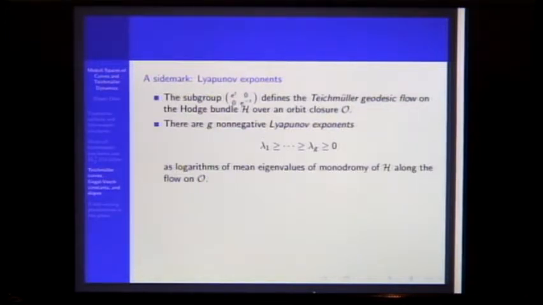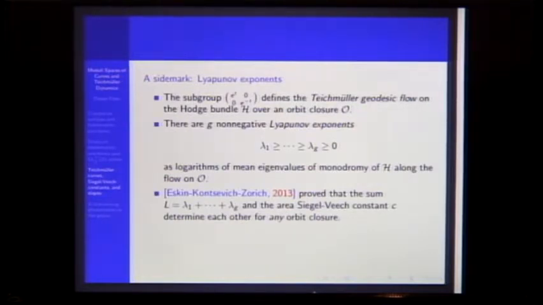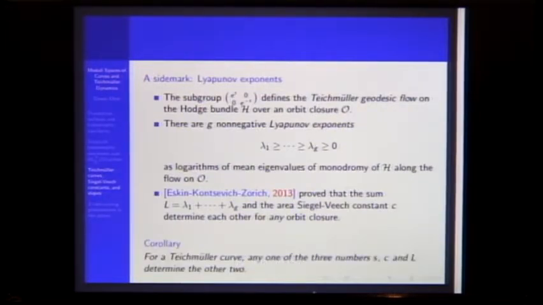The Hodge bundle is of rank g, so there are exactly g non-negative Lyapunov exponents. And roughly speaking, they are eigenvalues of some matrix measuring the monodromy behavior of the Hodge bundle along this geodesic flow. That's all I can tell you about Lyapunov exponents. And then there's another fantastic result proved 2 years ago by Eskin, Kontsevich, and Zorich. They show the relation between the sum of these Lyapunov exponents, not individual ones, only the sum, and this Siegel-Veech constant. They determine each other for any orbit closure, not only for Teichmüller curves. So it's very deep. And as a corollary, at least if you restrict to the case of Teichmüller curves, any one of the three numbers, the slope, the Siegel-Veech number, and the sum of Lyapunov exponents, any one of the three determines the other two.